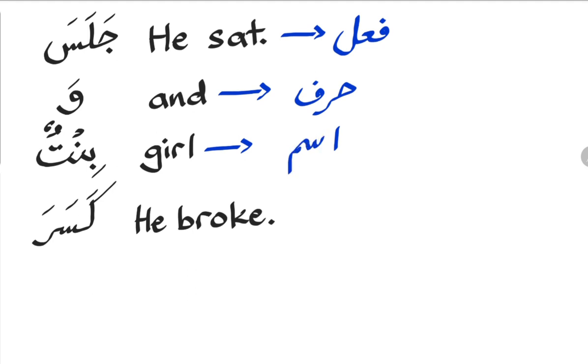And finally the fourth one is kasara, he broke. Again, this is fi'l for all the above mentioned reasons explained in jalasa, that it does not need another word to denote a meaning, and it denotes an action. Now that we've covered the basics of what an ism and a fi'l and a harf is, let's move on to explain some types of ism and fi'l and harf.